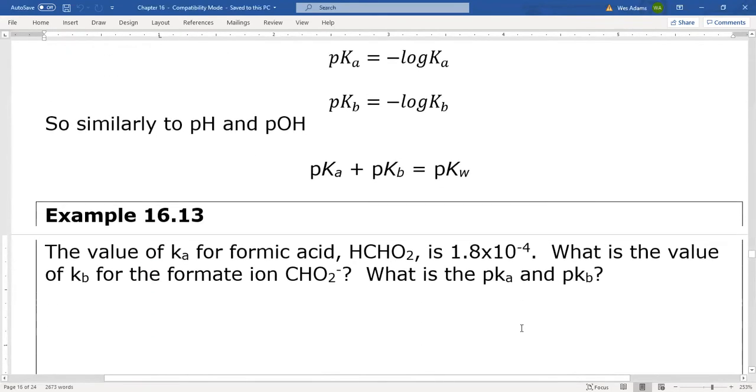So let's say we've got formic acid, and its Ka is 1.8 times 10 to the negative 4th power. We will know the Kb of the formate anion, and therefore what is the pKa and the pKb. So let's take a look at that.